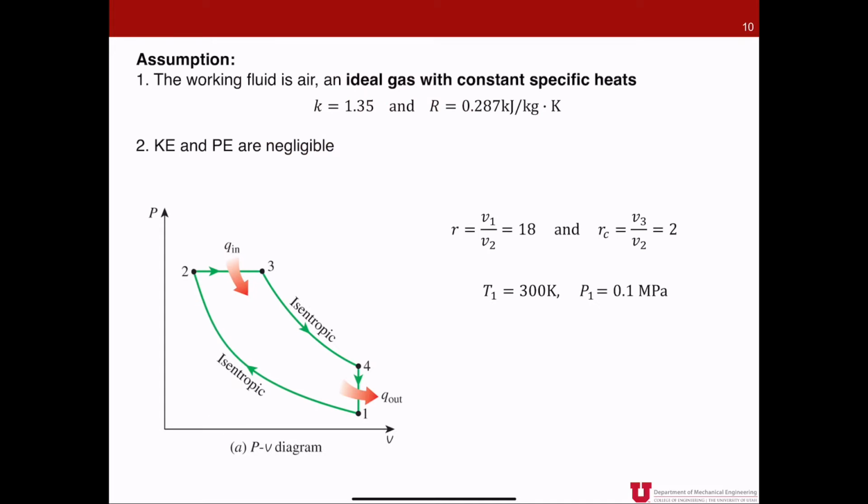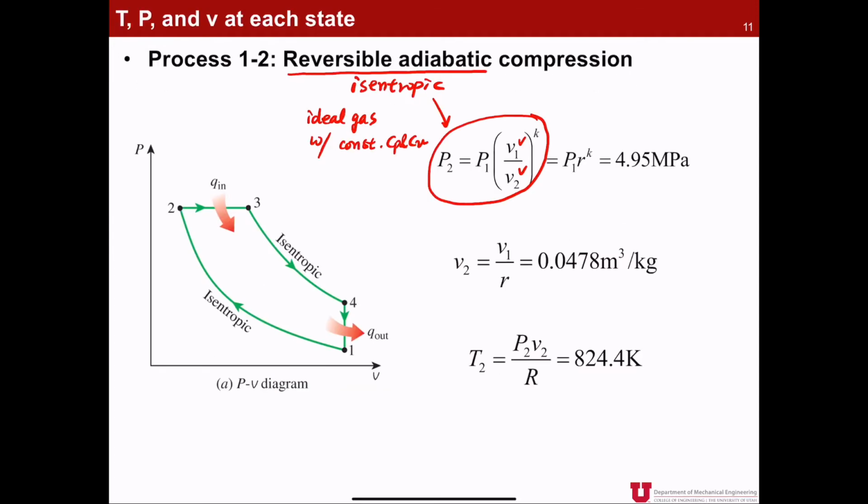So from the given T1 and P1, we can calculate the specific volume v1, which is RT1 divided by P1, and now we know that is 0.861 cubic meter per kilogram. Then, by having the compression ratio, V1 over V2 is the same as the compression ratio.